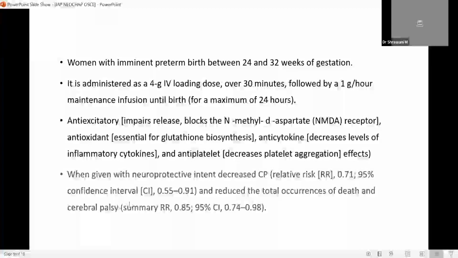Evidence says that when given for neuroprotection, it decreases cerebral palsy by about 29%. The meta-analysis has shown it decreases cerebral palsy by 29%, as well as reducing the combined outcome of death and cerebral palsy by about 15%. This is cerebral palsy at 2 years of age, and the number needed to treat is 63. Everyone said correctly about magnesium sulfate.